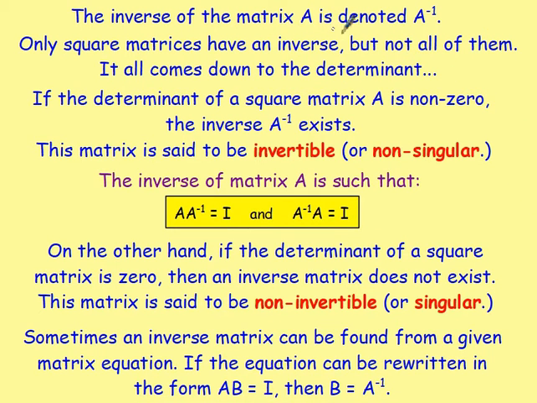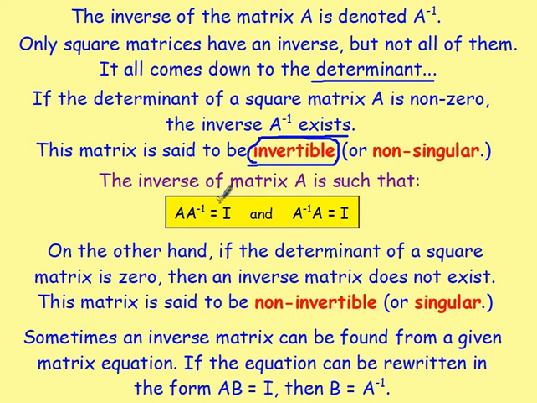The inverse of matrix A is written as A to the power of -1. This means the inverse of matrix A. It's only square matrices that have an inverse. But not all of them, and it all comes down to the determinant. If the determinant is not 0, then it means an inverse exists, so A to the -1 exists, and you would say that the matrix is invertible, so you can find the inverse, or non-singular.